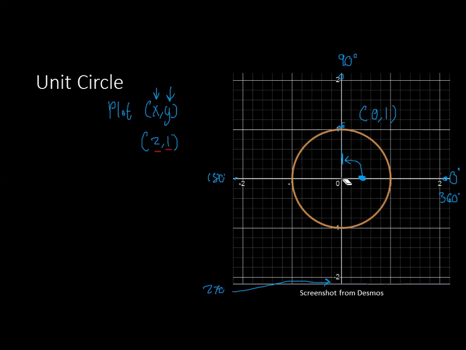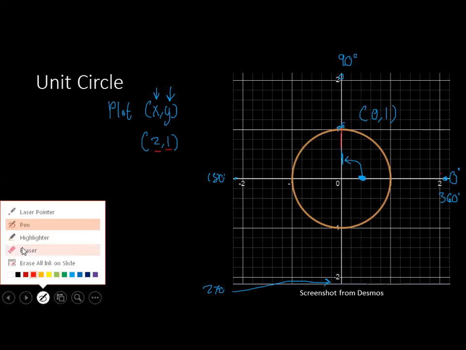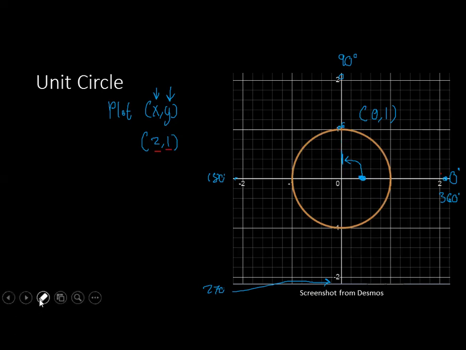okay. So yeah, once you reach 90-degree angle, wait, let me just change my pen color. Once you reach the 90-degree angle, you will have the coordinates of 0, 1.